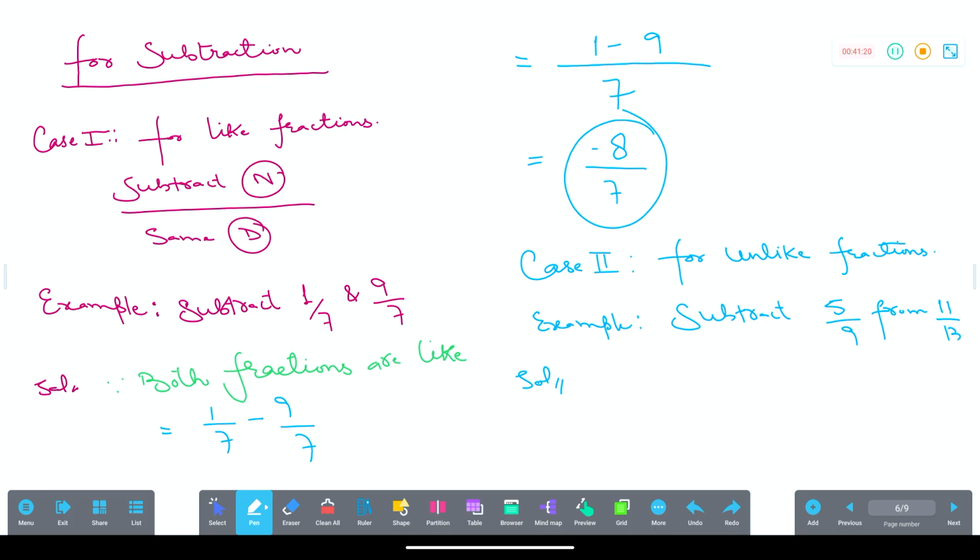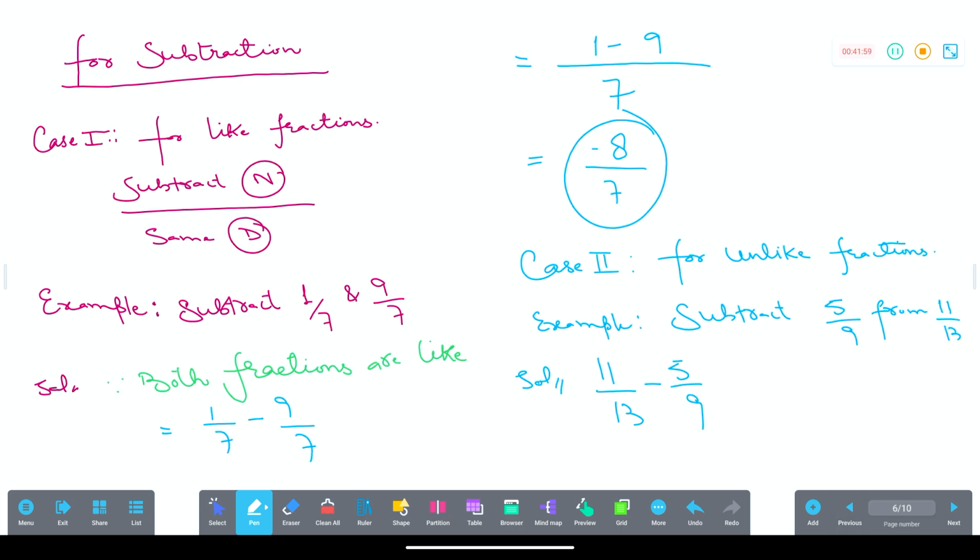That means you have to first write 11 by 13, already done in the class, minus 5 by 9. So you have to first write 11 by 13, then minus 5 by 9. Now since the denominators are different, we will first make the denominators the same, as we have done in the previous operation. Let me add one more slide.